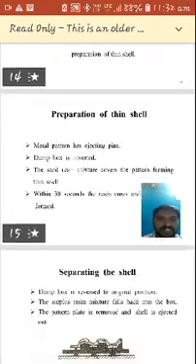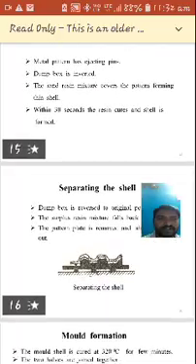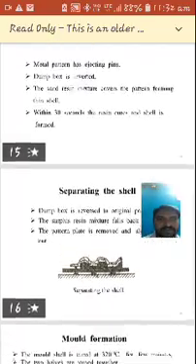Within 30 seconds the resin cures and the shell is formed.